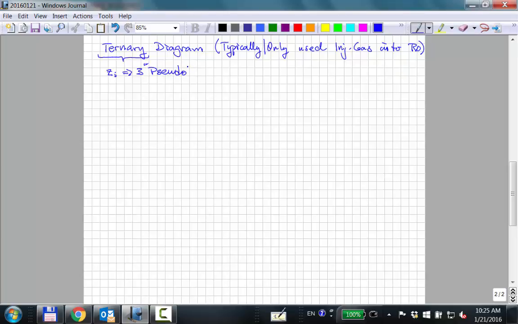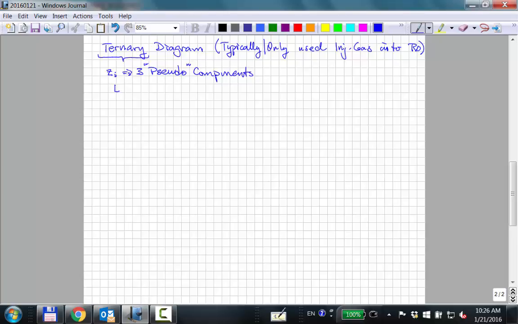Pseudo components. By the way, in petroleum engineering, you're going to see the term pseudo used a lot. Pseudo relative permeabilities, you know, they've got pseudo for everything. And it basically means it's not the real thing. So we're talking about pseudo components. In this case, we're going to take what's literally hundreds or thousands into 3 components.